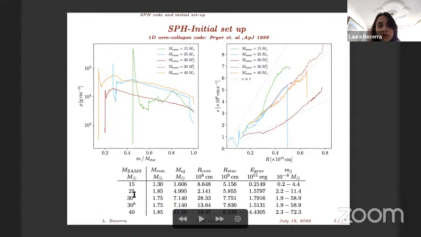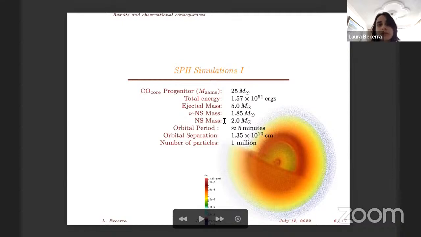So we have worked with many progenitors for the carbon-oxygen core. Here are the masses at the zero-age main sequence star. So they will have different properties at the moment of the collapse of the carbon-oxygen core. So here I will show you one of the simulations.